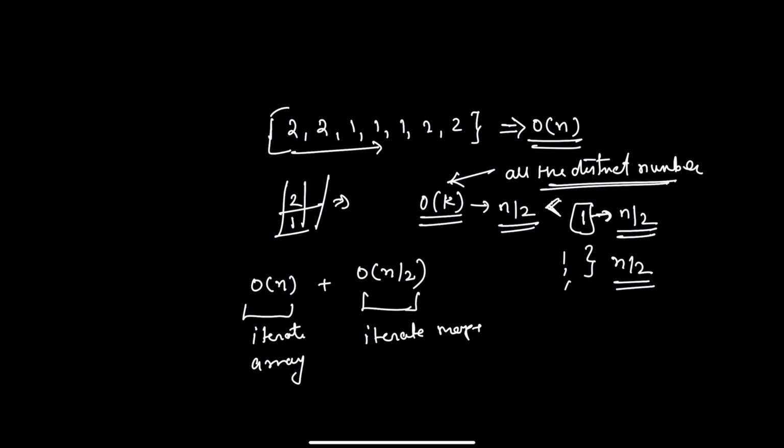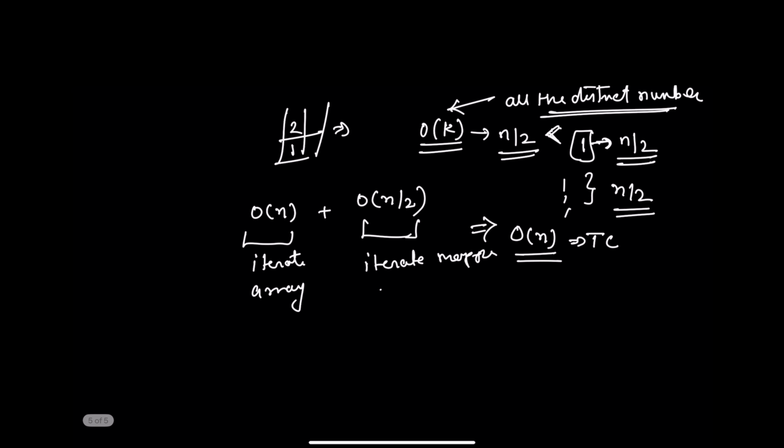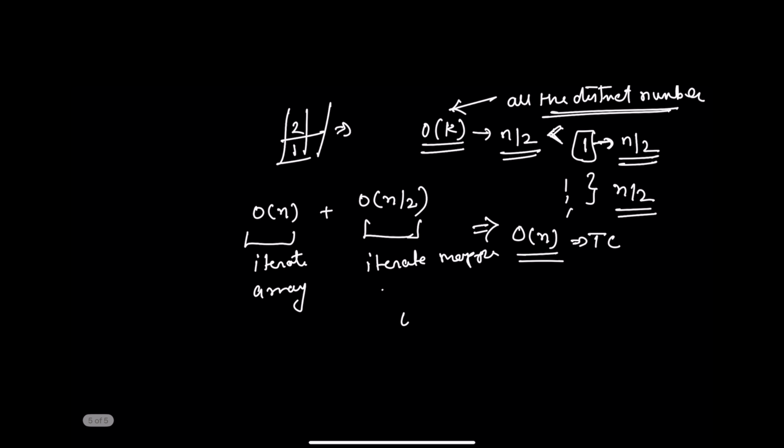Iterate mapper. So what is overall our time complexity? O of n. This is the time complexity of this solution. And remember, we also use mapper. So what is the space complexity of mapper? Which is also O of n by 2 plus 1. So this is our space complexity.